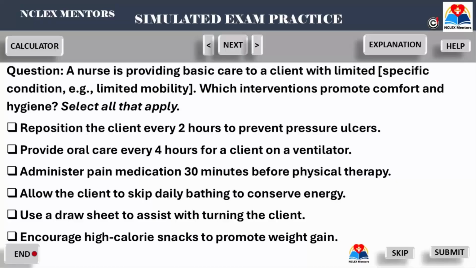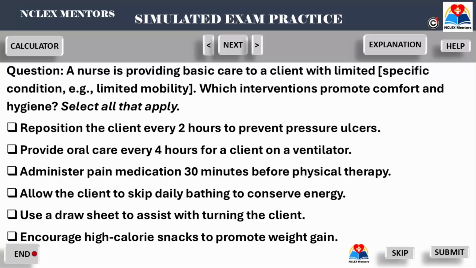Now let's talk about basic care and comfort, a core part of what nurses do every day, especially for clients with limited mobility. Question: a nurse is providing basic care to a client with limited mobility. Which interventions promote comfort and hygiene? Select all that apply. Here are the options given to you on the screen.